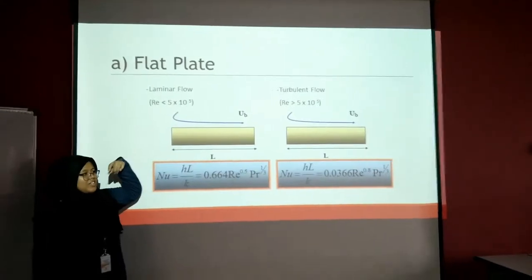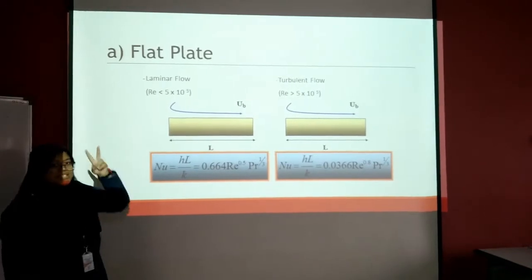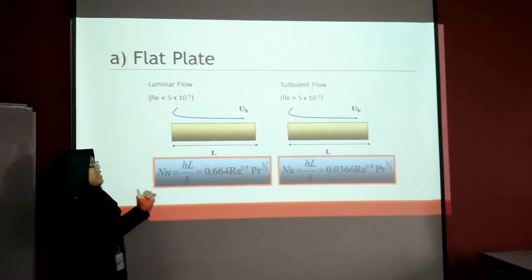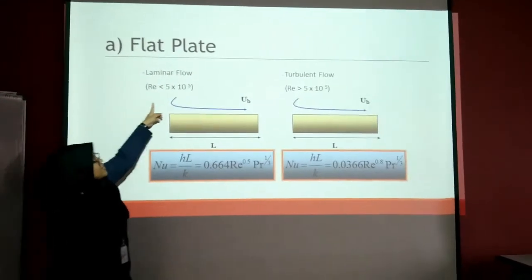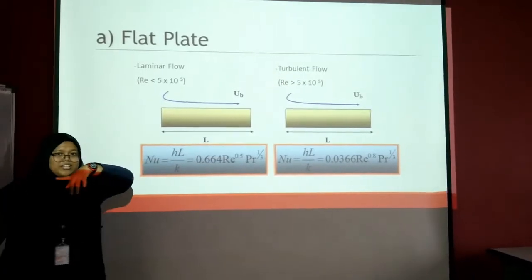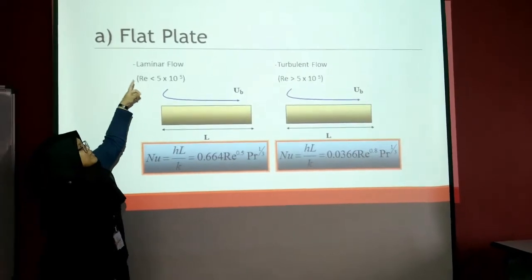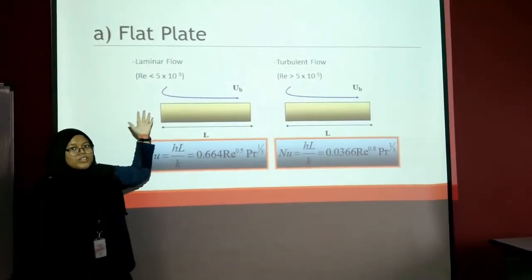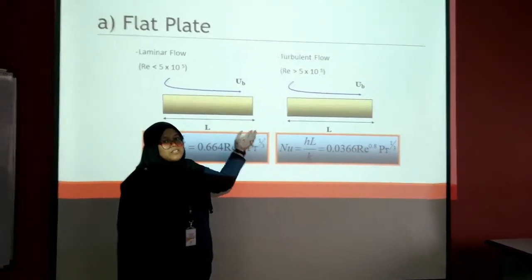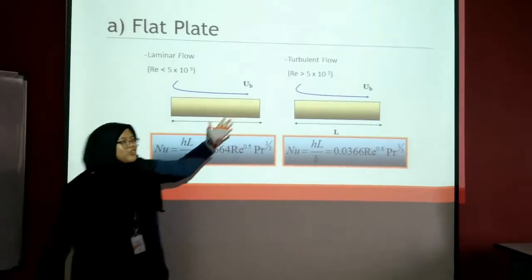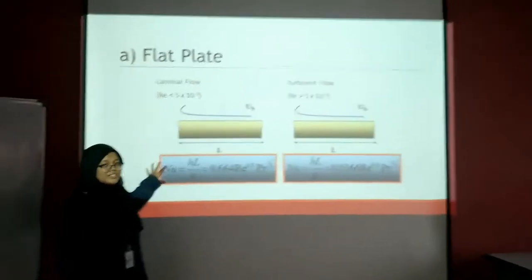I will try to explain the first one, which is for the flat plate. The flat plate is divided into two: the first one is laminar flow, and the second one is turbulent flow. If the Reynolds number we calculate is less than 5 times 10 to the power of 5, it will be laminar flow. If the Reynolds number is more than 5 times 10 to the power of 5, it will be turbulent flow.